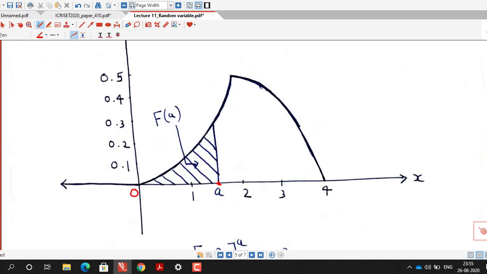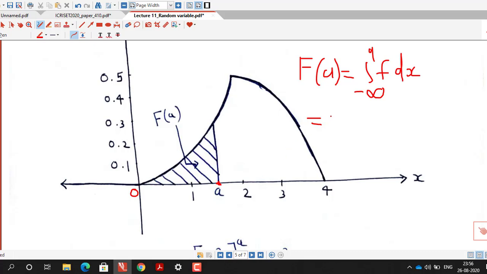Now to find capital F of a, we can consider F of a equal to the integral from minus infinity to a of f(x) dx. But up to 0 the value of the function is 0, and in between 0 and a the value of the function is non-zero. So we will break the interval into two parts. F of a is the integral of the PDF from minus infinity to a.